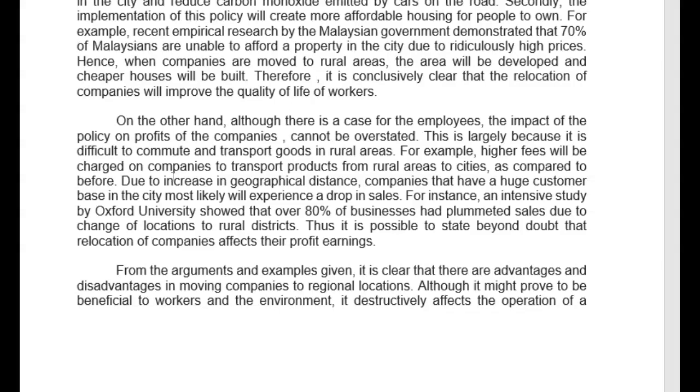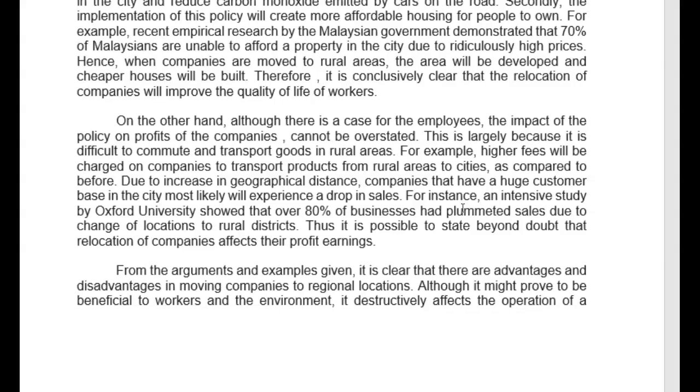For instance, an extensive study by Oxford University showed that over 80% of businesses had plummeted sales. Careful with this language here. Let's try that again. Yeah, it should be saw their sales plummet. That would be better. For instance, an extensive study by Oxford University showed that over 80% of businesses saw their sales plummet due to change of locations to rural districts. Thus, it is possible to state beyond doubt that relocation of companies affects their profit earnings.